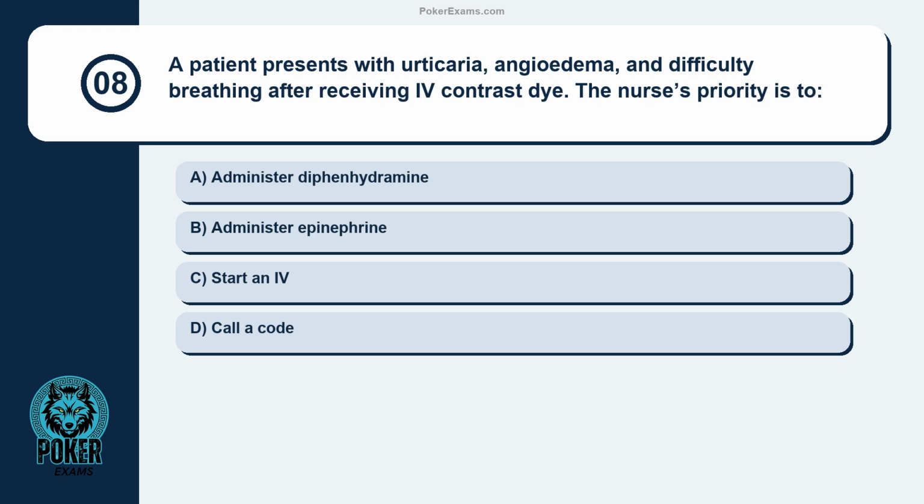Question 8. A patient presents with urticaria, angioedema, and difficulty breathing after receiving IV contrast dye. The nurse's priority is to administer diphenhydramine, administer epinephrine, start an IV, call a code.